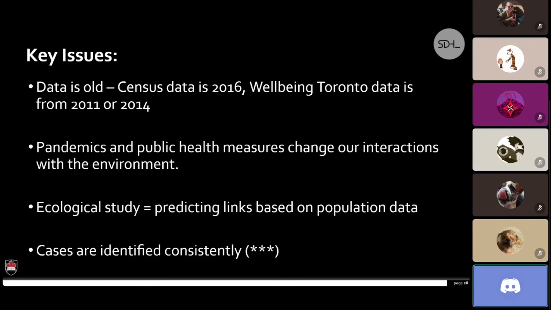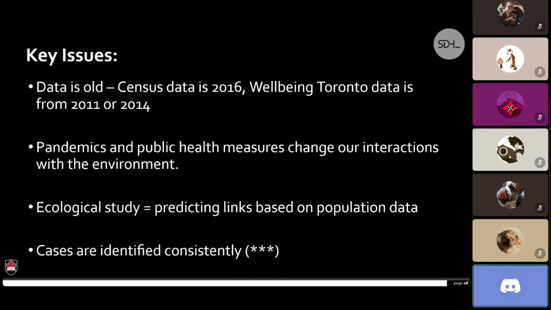So as I mentioned, the data is a little bit old. The census data is nearly 5 years old. And some of the city-released data comes from a program called Wellbeing Toronto. That data comes from 2011, so some of it's nearly 10 years old.